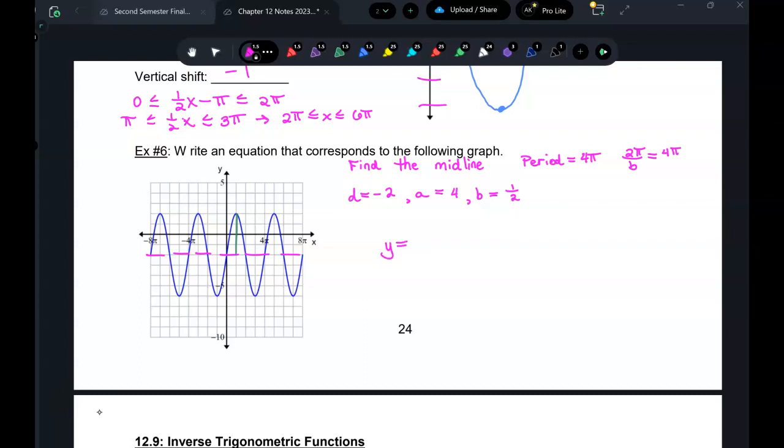Okay, so we'll put that all together. And also it went up first, so we know A is going to be +4 sine of 1/2 x minus 2.